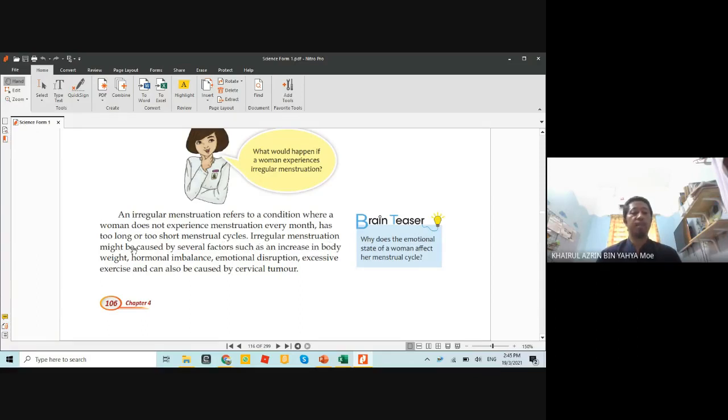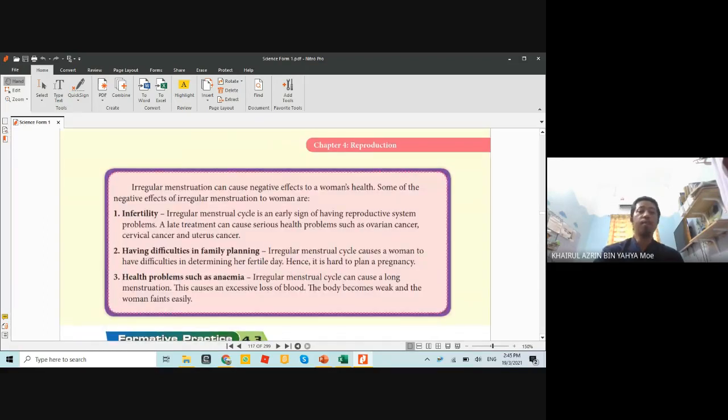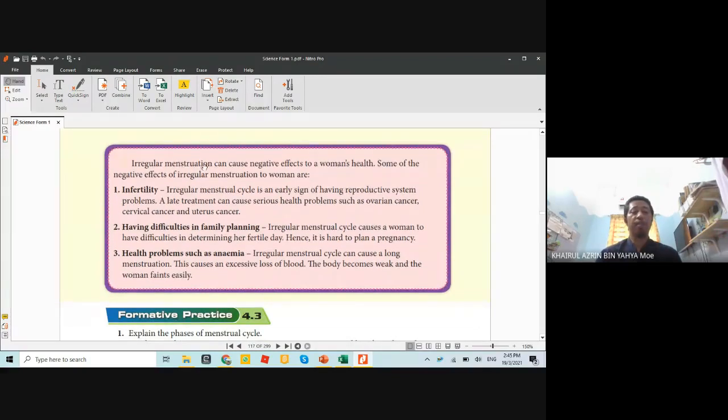Irregular menstruation might be caused by several factors, such as an increase in body weight, hormonal imbalance, emotional disruption, excessive exercise, and can also be caused by cervical tumor. Okay. And last, this one, irregular menstruation can cause negative effects to a woman's health. Some of the negative effects of irregular menstruation to women are: number one, infertility.